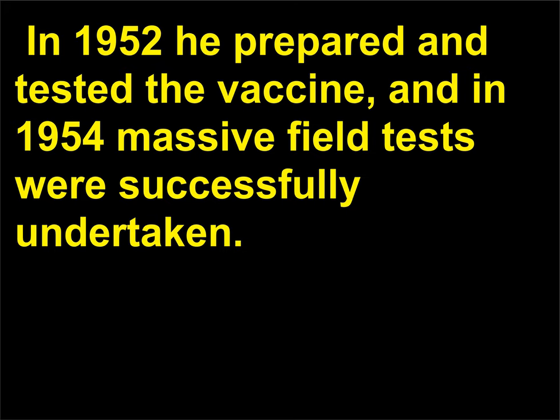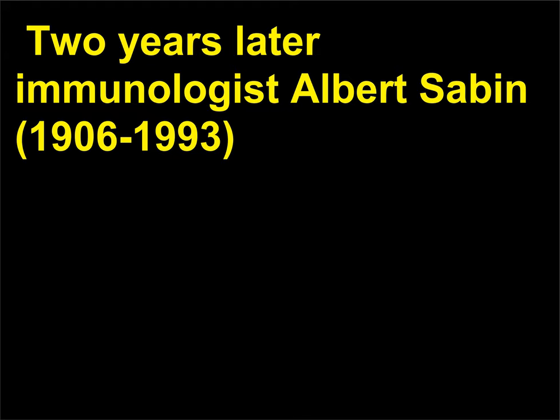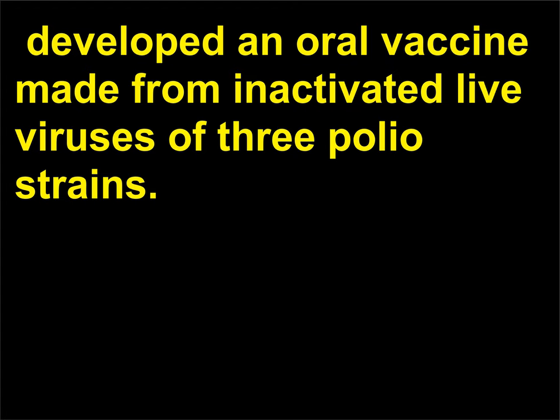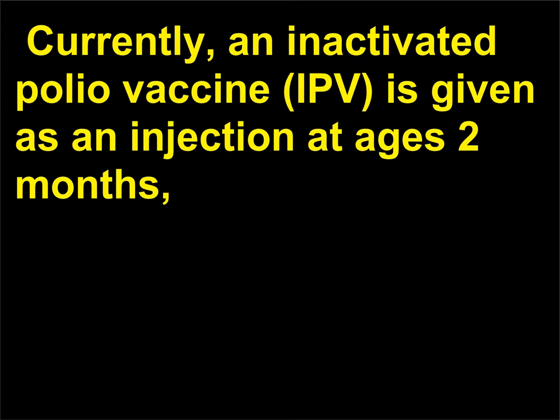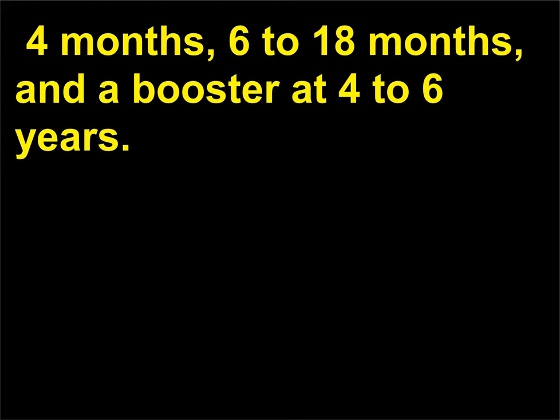2 years later immunologist Albert Sabin, 1906-1993, developed an oral vaccine made from inactivated live viruses of 3 polio strains. Currently, an inactivated polio vaccine, IPV, is given as an injection at ages 2 months, 4 months, 6 to 18 months, and a booster at 4 to 6 years.